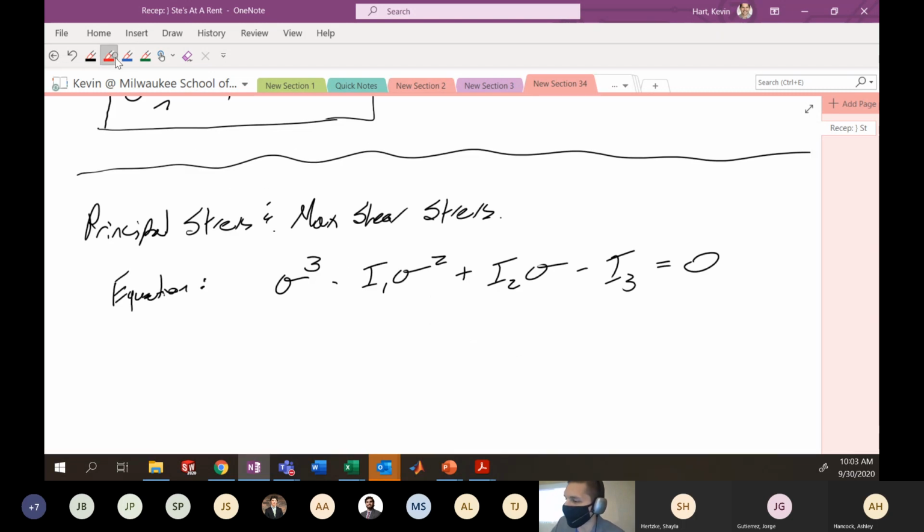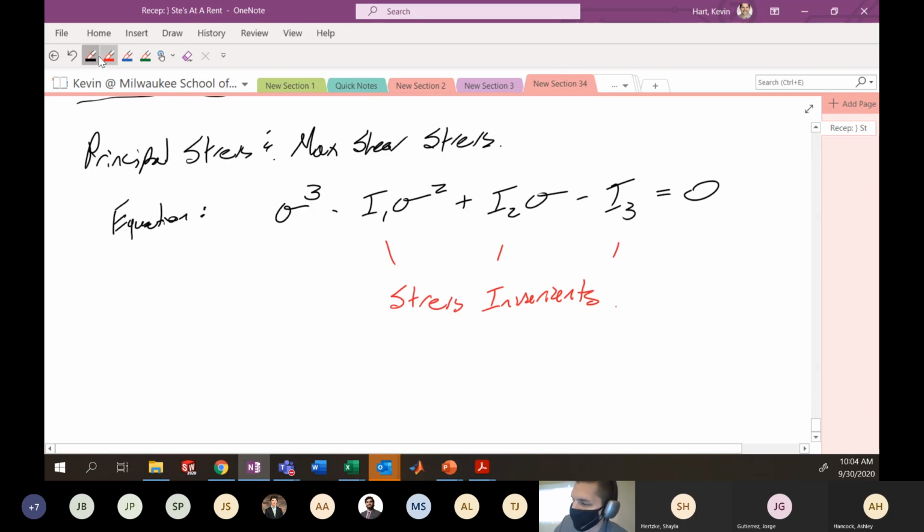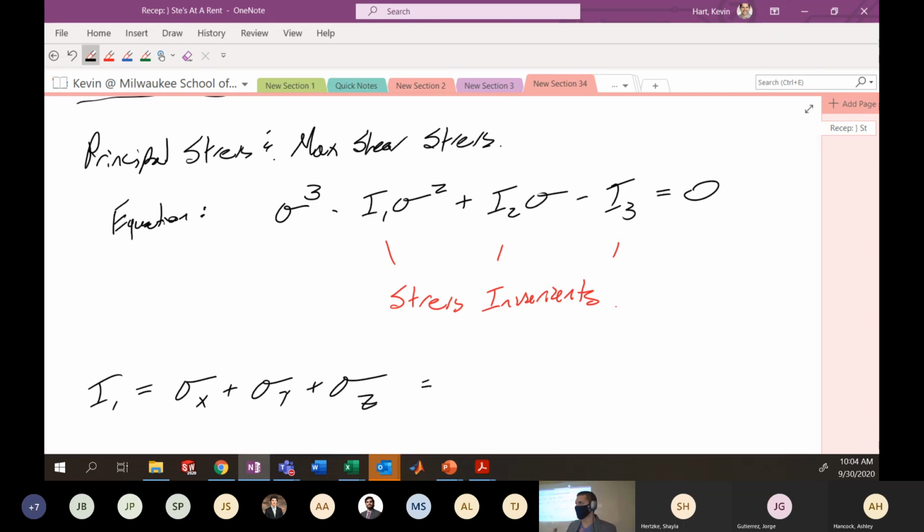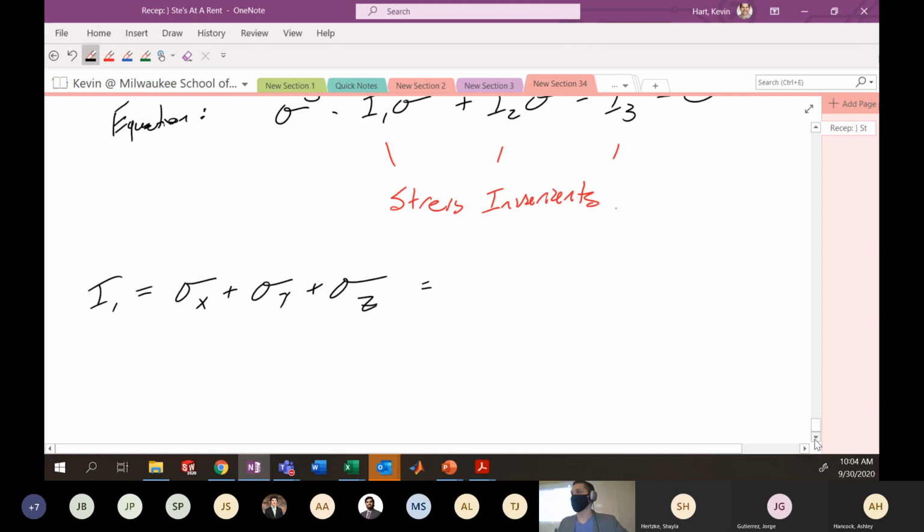Remember these terms here, I1, I2, and I3, these are called the stress invariants. So we'll remind you what those are. I1 is just sigma x plus sigma y plus sigma z. By the way, your equation sheet doesn't use I1, I2, I3. It uses capital A, capital B, capital C. Whoever wrote that equation sheet, I don't know what they were doing because I've never seen that before, but it wasn't me.